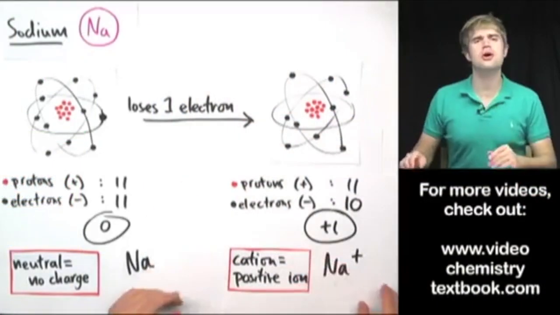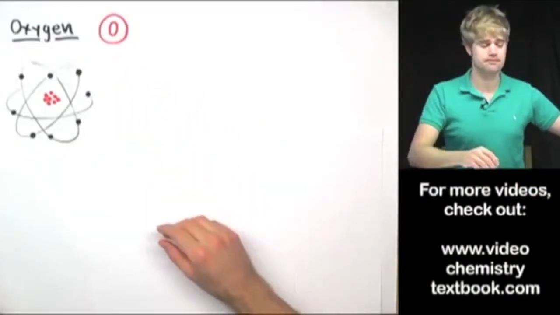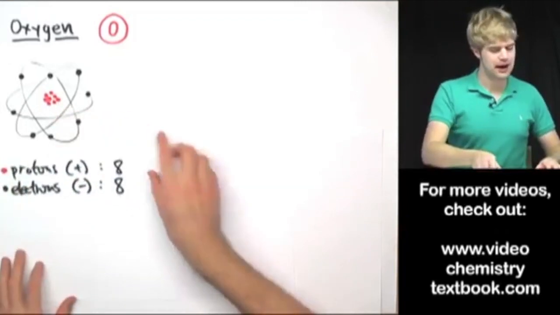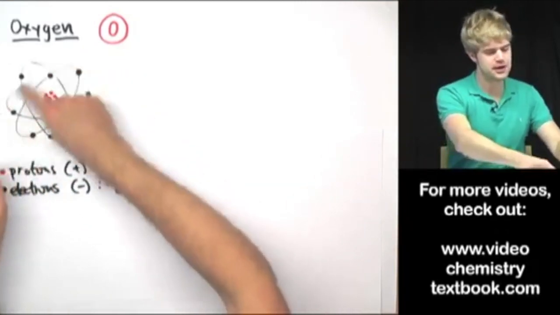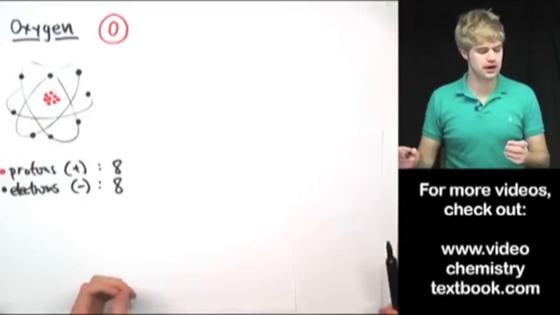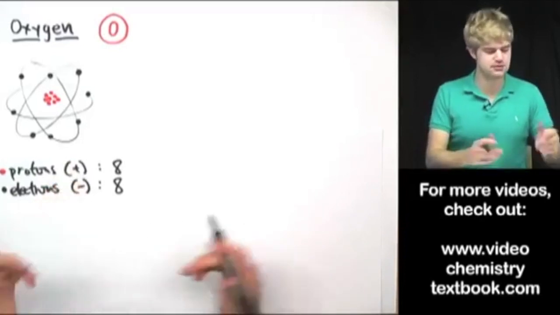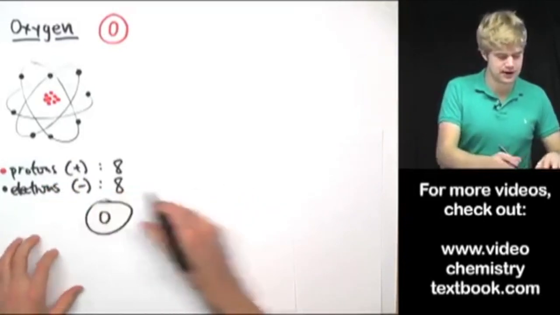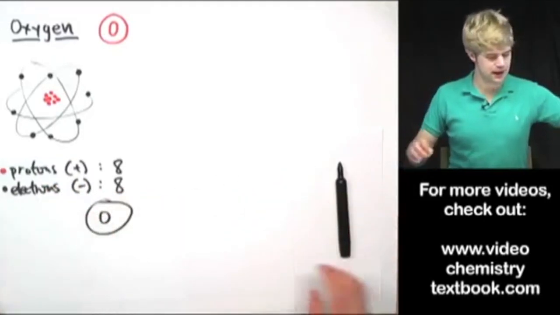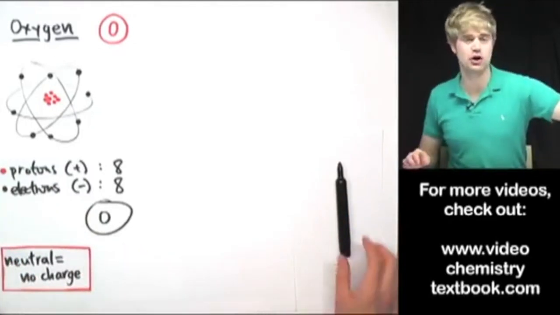Okay, let me show you another example. Okay, so here's an atom of oxygen. The atom that I've drawn here has 8 protons here in the nucleus, and it has 8 electrons outside. So we have the same number of protons and electrons, which means that the total charges balance out. The plus and the minus balance out. So I have a net charge of 0, and I can say that my oxygen atom is neutral. It has no net charge.